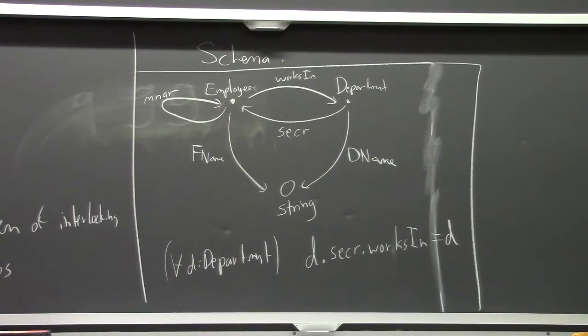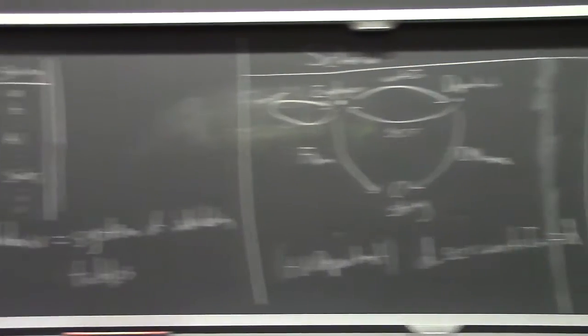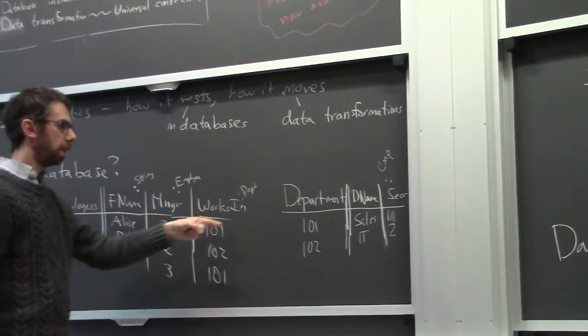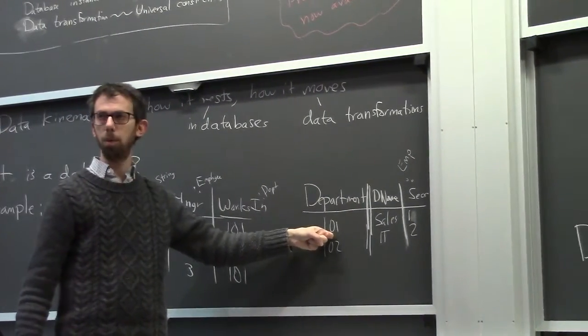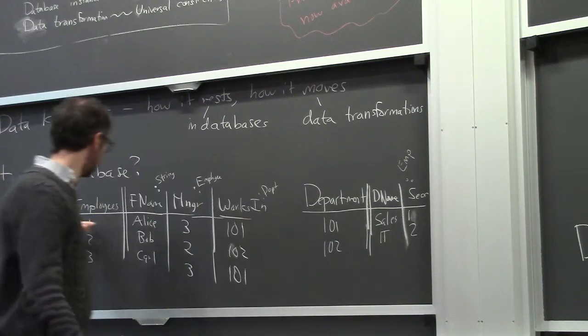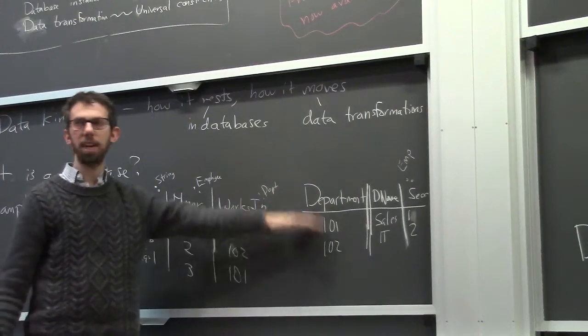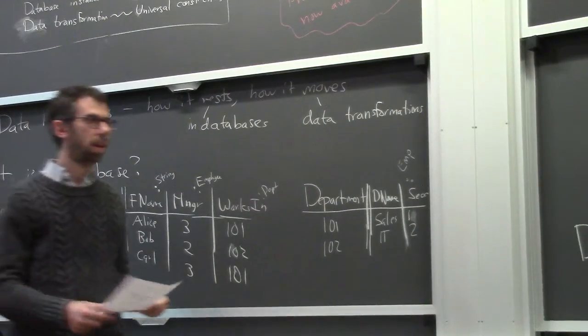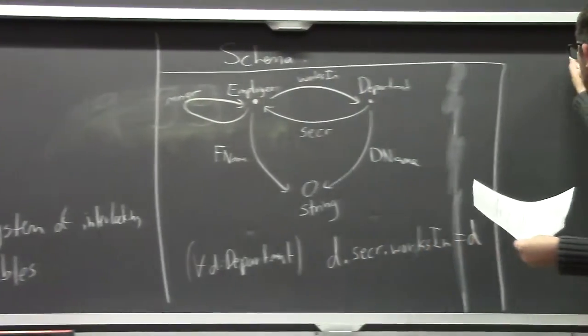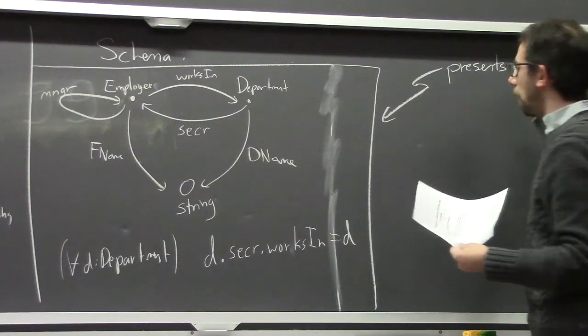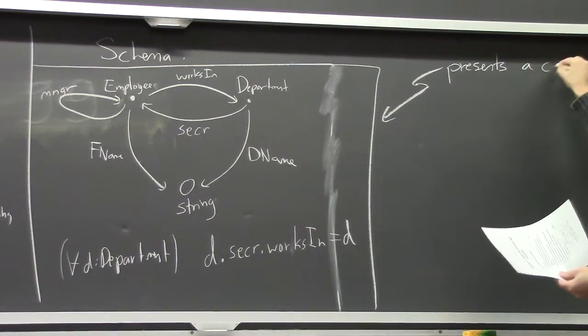And if you check over here, what it's saying is that if you start in a department and find the secretary, 1, and see what department they work in, it's, again, 101. So 101, secretary is 1, works in 101. 102, secretary is 2, works in 102. So this satisfies those constraints. And tomorrow, and what we'll see soon, is that this is actually a presentation of a category. This is like the Hasse diagram for a category.